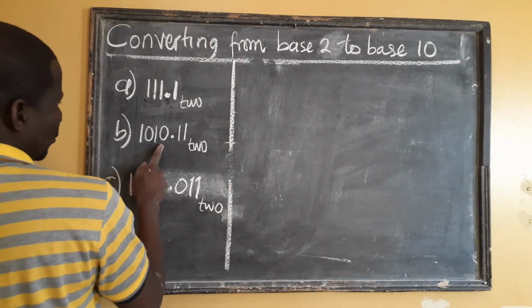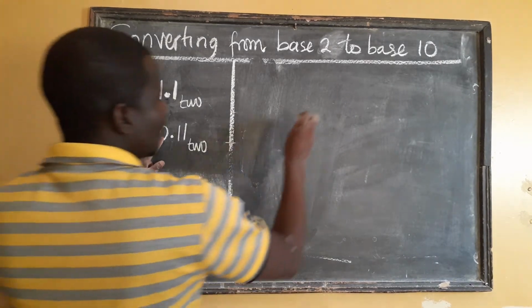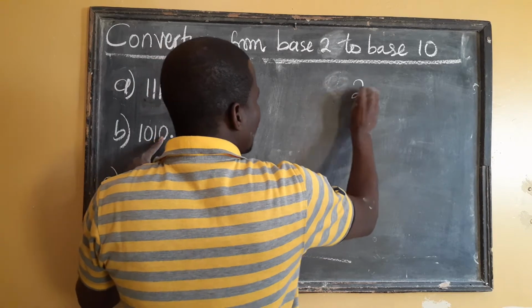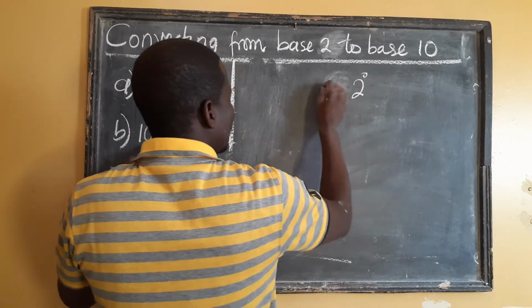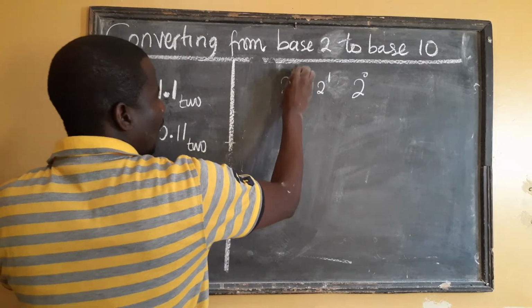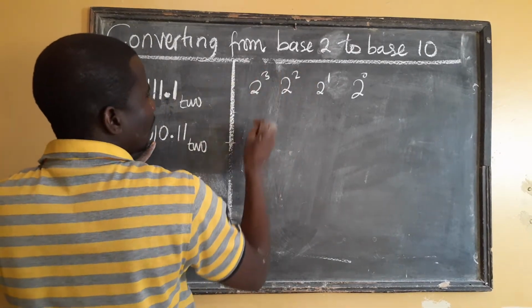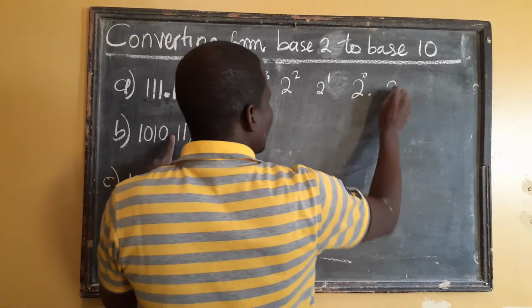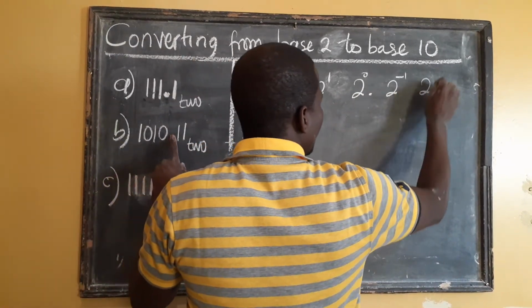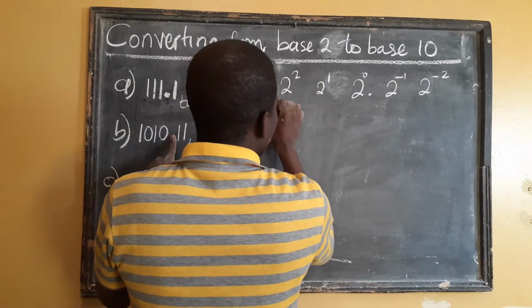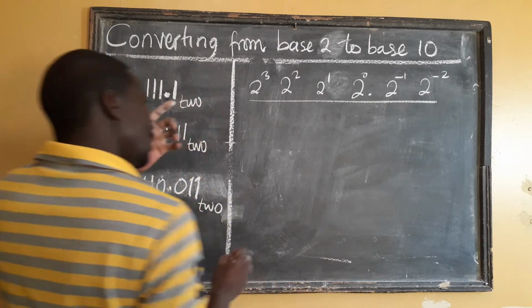So, look at this one here. I said we have 2 to the power 0, 2 to the power 1. How many are there? 2 to the power 2, 2 to the power 3. Then, after the decimal point here, we have 2 to the power negative 1, 2 to the power negative 2, to go on like that.